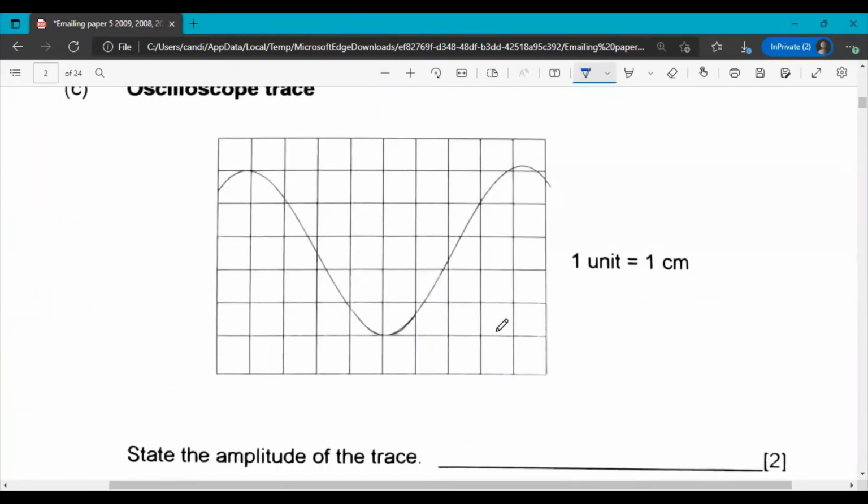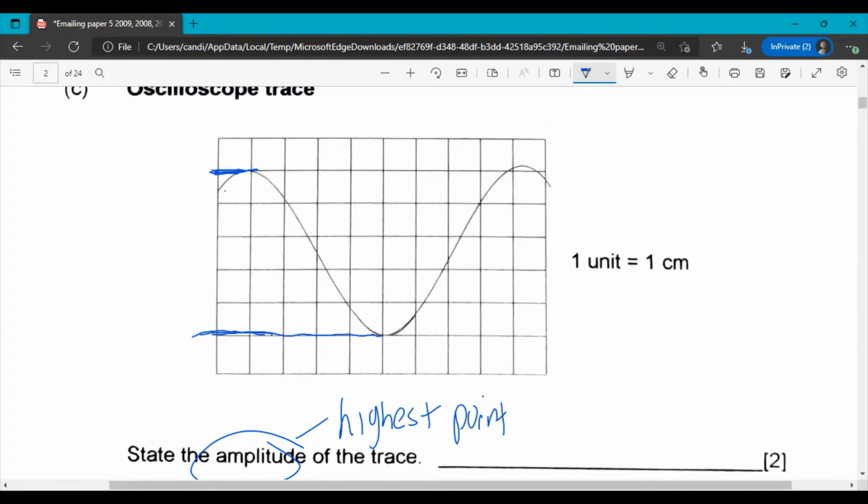Next one, we have an oscilloscope trace, and we need to state the amplitude. This is showing us the signal for a wave, an electric signal. Now remember, the amplitude is the highest point on a wave when measured from the equilibrium position. So what we're going to do is take the two endpoints, or the highest and lowest point of the wave, and halfway between that is our amplitude. So this is the highest and lowest point.